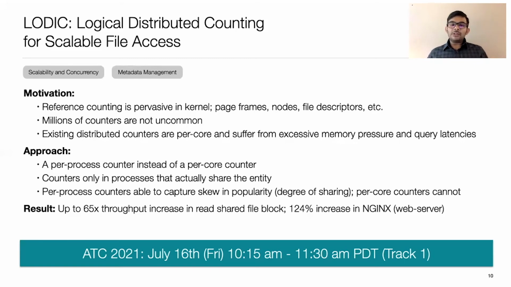So LODIC allows up to a 65x increase in throughput of read shared file blocks and a 24% increase in macro benchmarks such as the Nginx web server.